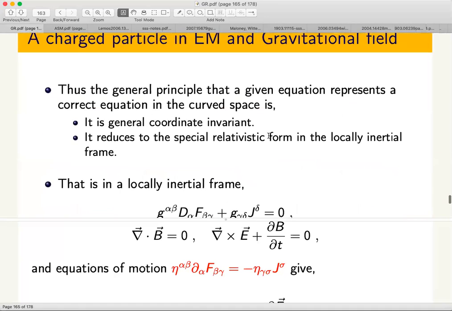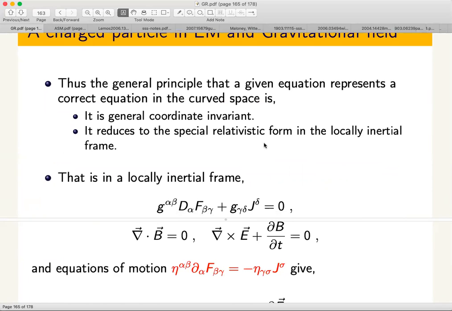Okay, so from this we can draw some general principles of converting a given equation to an equation in the curved space, and that is to follow these two steps. One is that the new equation that you would write down in curved space should be general coordinate invariant. Okay, so it's a kind of overkill. I should really be saying that it should be general coordinate covariant. For example, the curved space form of the Maxwell equation is covariant. It's a covariant vector, this thing. So maybe I should just have called it general coordinate covariant.